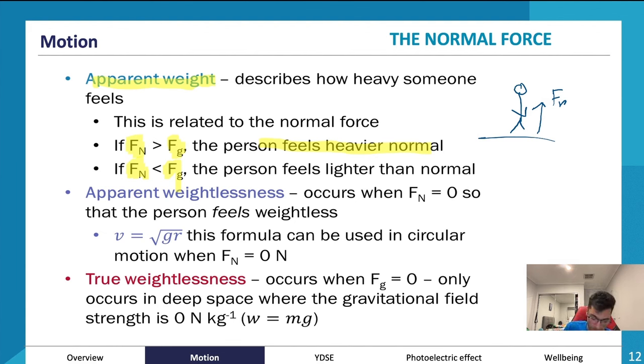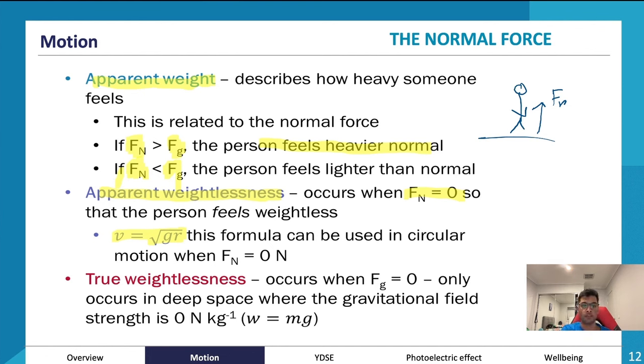And this brings us to weightlessness, which is when the normal force is equal to 0. Because it's equal to 0, you don't feel any weight because there's essentially nothing pushing up on you. If you remember your circular motion stuff, you have this formula v equals root gr, and that is the formula you use when you have no normal force.